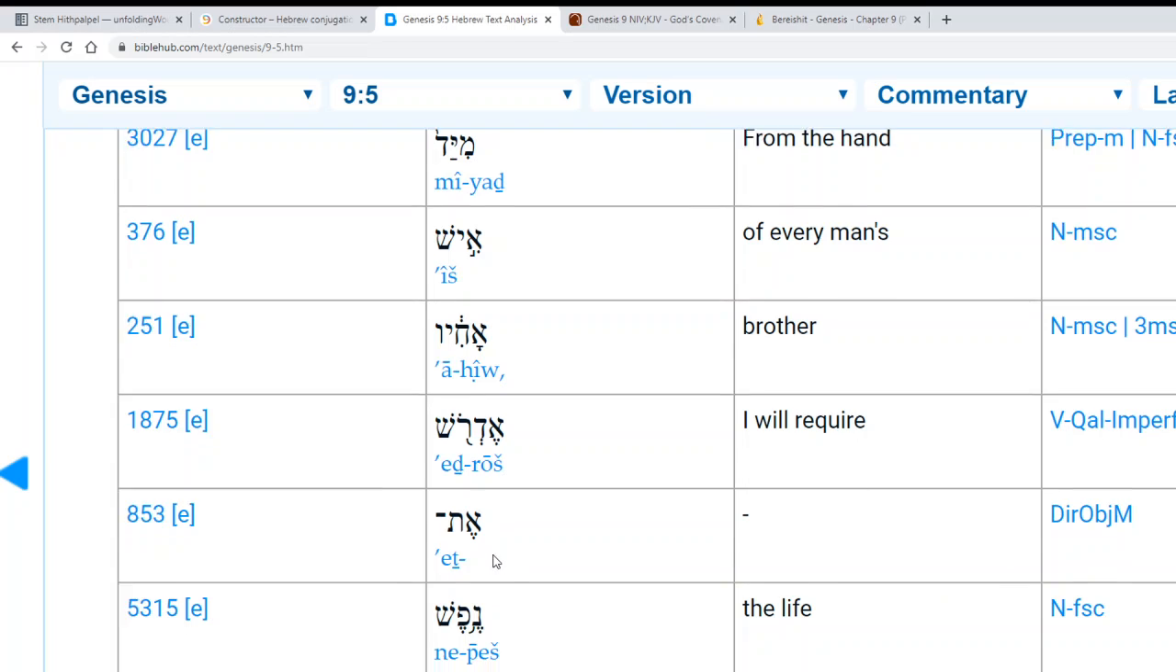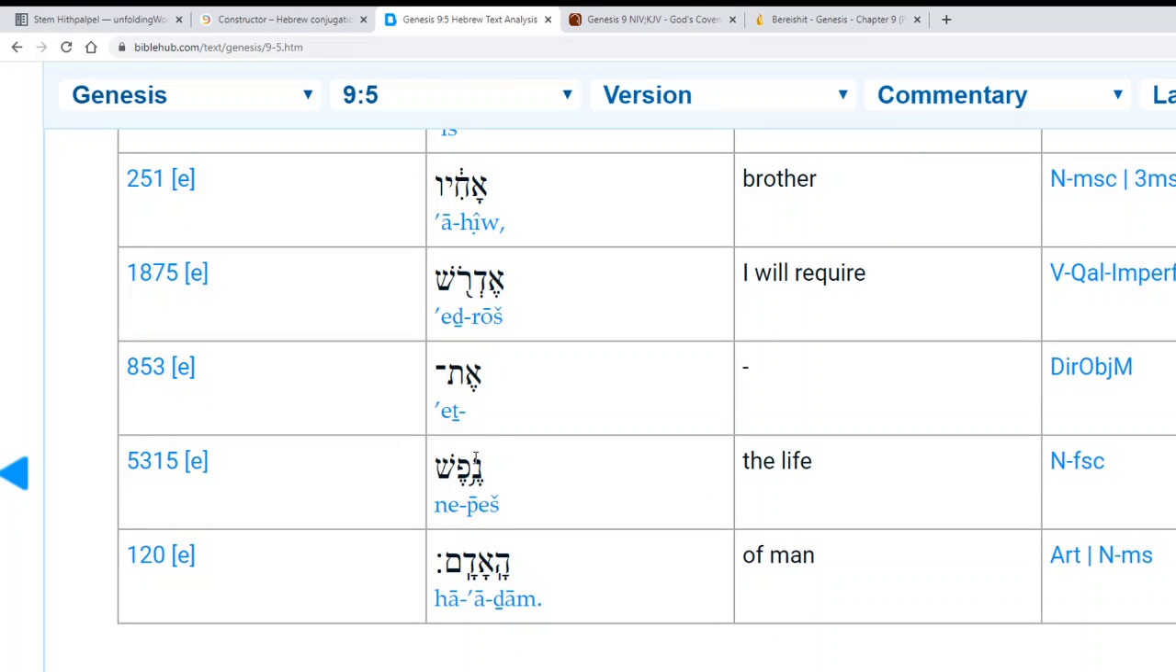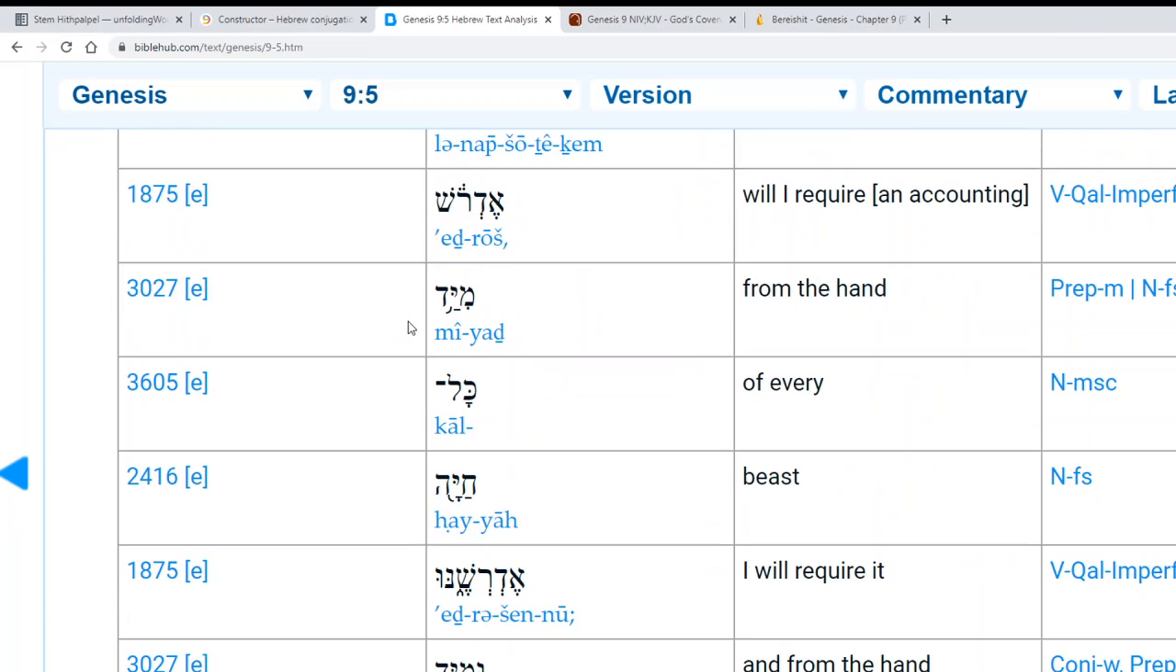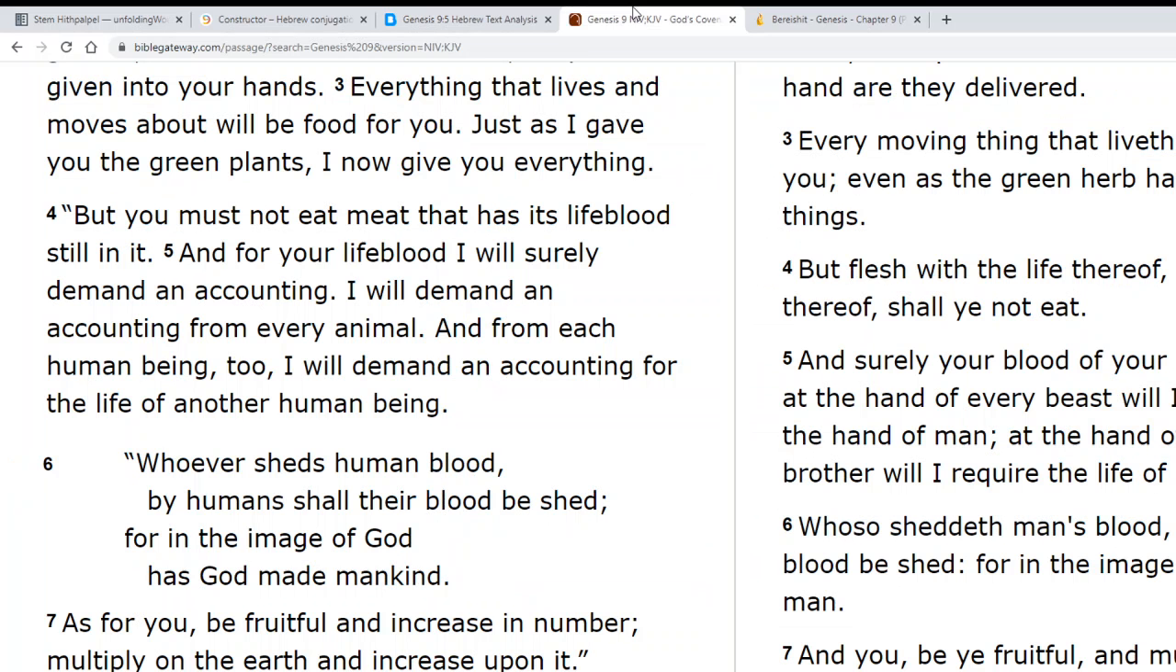Et is the direct object marker. Nefesh ha'adam. So nefesh is the word for soul or life we just used. It's in the construct form with adam, with a hey. This is an interesting verse. Let's look at the translations.